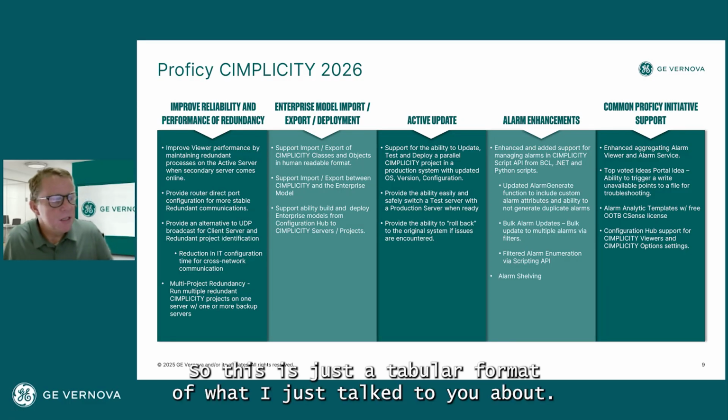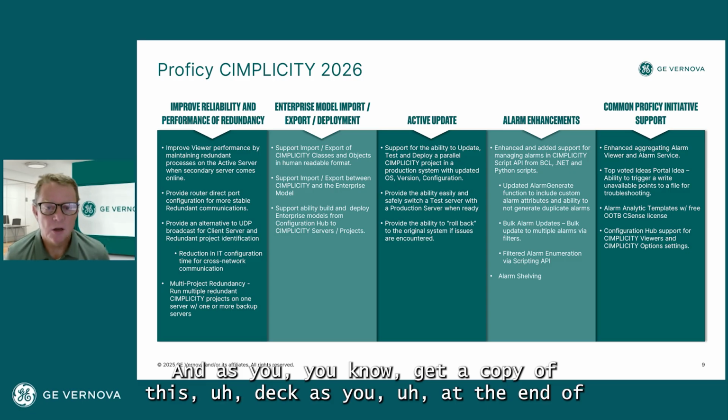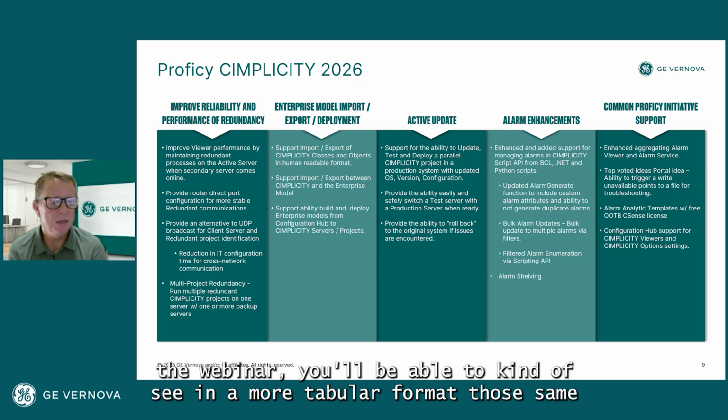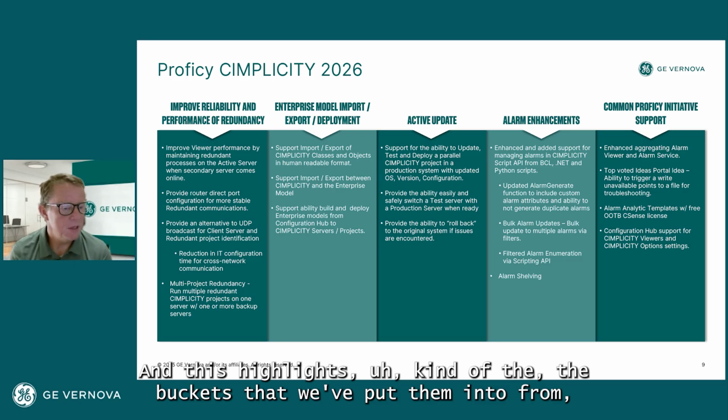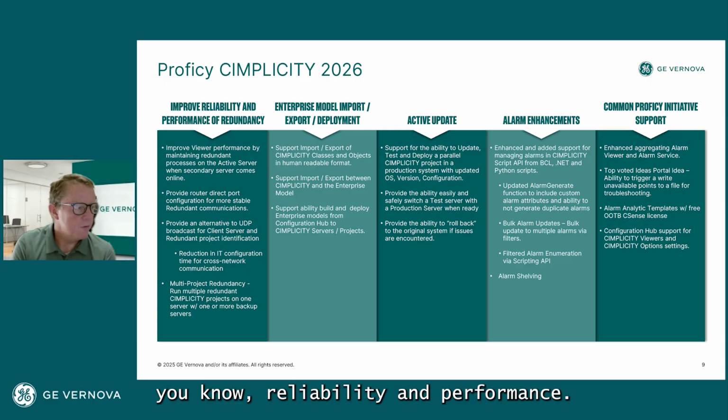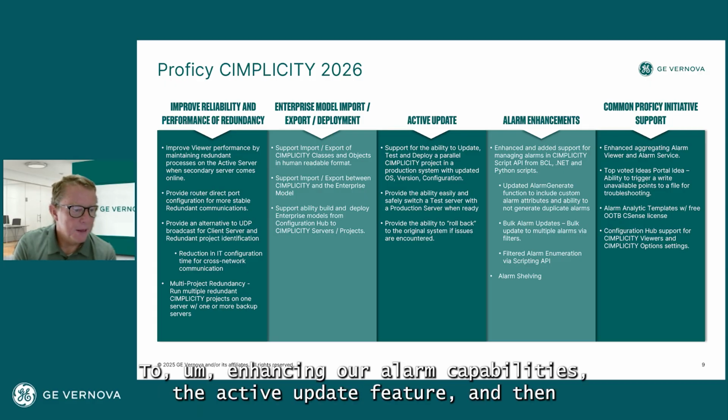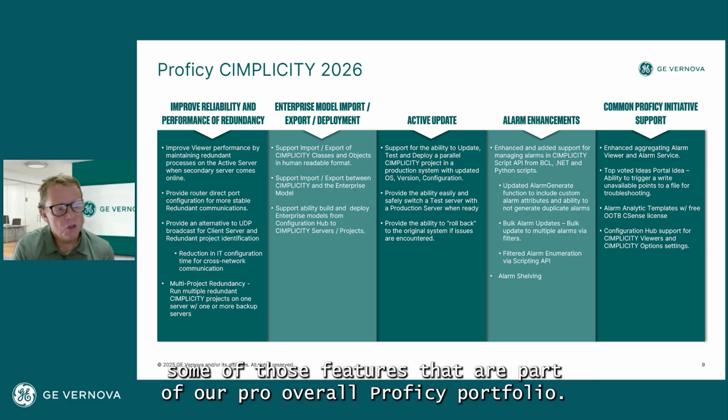So this is just a tabular format of what I've just talked to you about. As you get a copy of this deck at the end of the webinar, you'll be able to see in a more tabular format those same features I just talked to you about. And this highlights the buckets that we've put them into, from reliability and performance to enhancing our alarm capabilities, the Active Update feature, and then some of those features that are part of our overall Proficy portfolio initiatives.